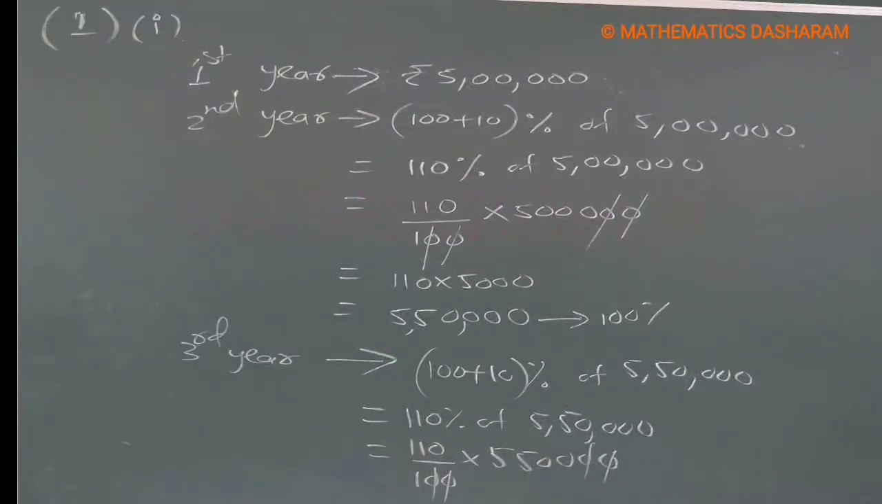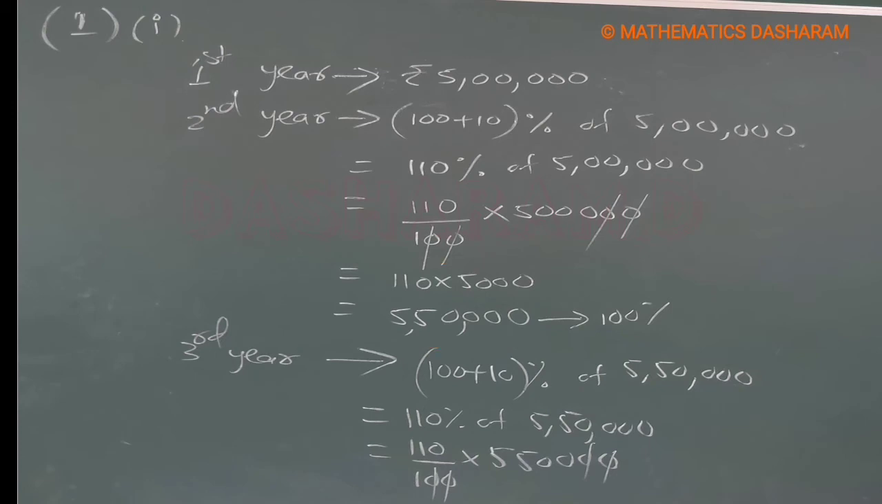See here, the first year salary is 5 lakh rupees. For the second year, this 5 lakh should be considered as 100%. So second year is 100 plus 10, because every year there is a 10% increment. So 100 plus 10 percent of the original salary, that means the first year salary. So 100 plus 10 is 110% of 5 lakh, and the percentage can be converted into fraction form, that is 110 divided by 100, and simplify. So you got 5 lakh 50,000.